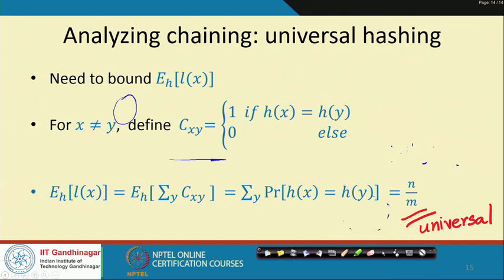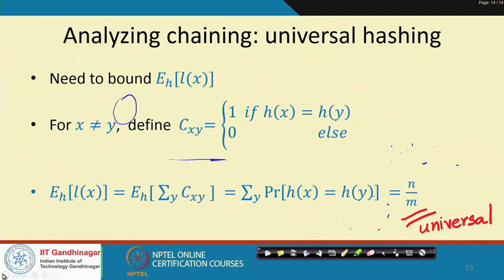c_xy. So, it is not hard to see that L of x is nothing but the summation over all y of c_xy, which, by the linearity of expectation, lets me propagate the expectation over h inside the summation. Because the c_xy's are really 0-1 random variables, the expectation of c_xy is nothing but the probability that h of x equals h of y.